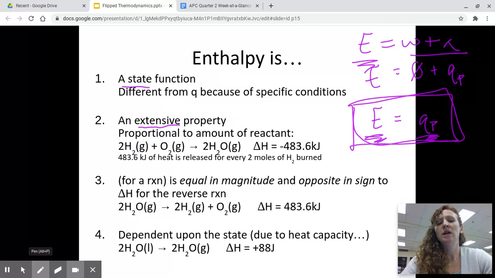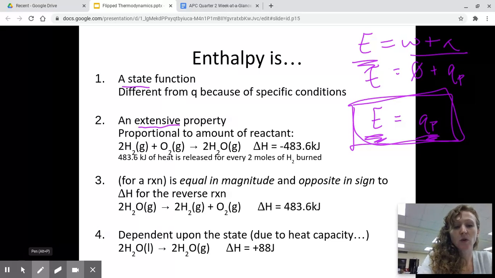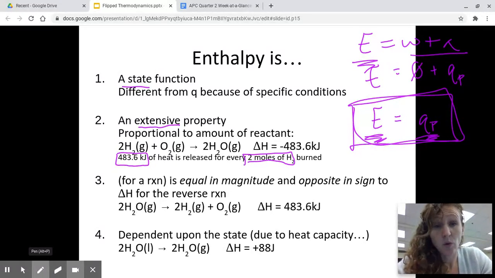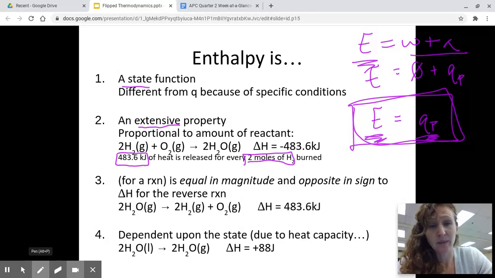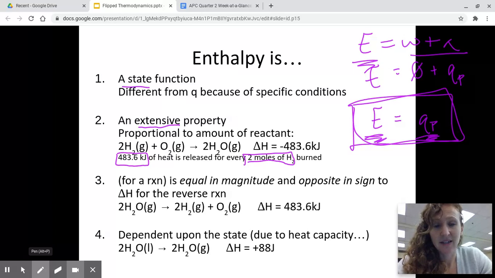So if you, let's say, 483.6 kilojoules of heat is released for every 2 moles of H2 burned. Well, then if you burn 4 moles, you're going to get double the amount of heat. If you burn 12 moles, you're going to get 6 times the amount of that heat. So enthalpy is an extensive property. It matters how much is present.